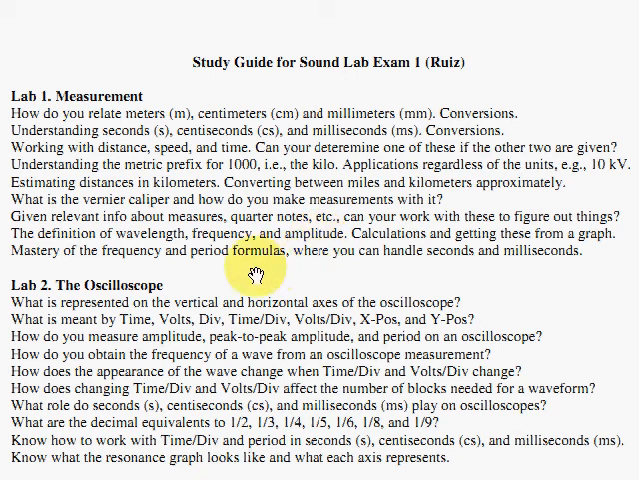Doc with the review for the first Physics of Sound and Music lab exam, and we're going to look at a review of Lab 1 in this first video. The first lab exam consists of 5 labs to look over: Labs 1, 2, 3, 4, and 5. This is the sheet that reviews for you what you need to know for this exam.